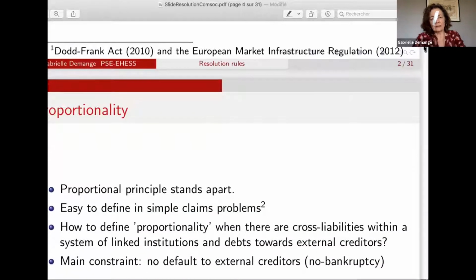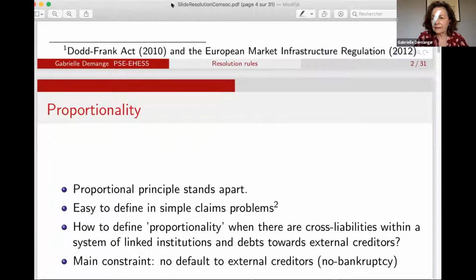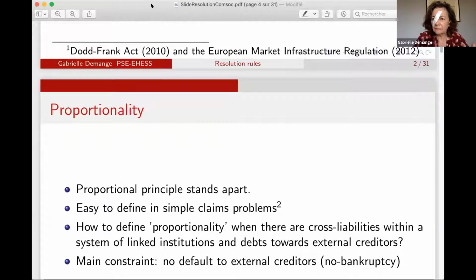And maybe surprisingly, I'm just looking at the problem of defining proportionality. Proportionality is very easy to define in the simple claims problem, but it's much more complex when you have cross liability, because first you both reimburse and you are repaid, so it's not clear on which entities you define proportionality.